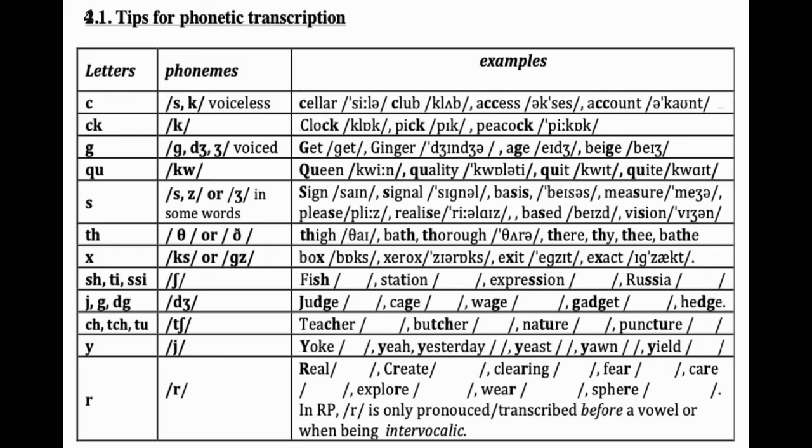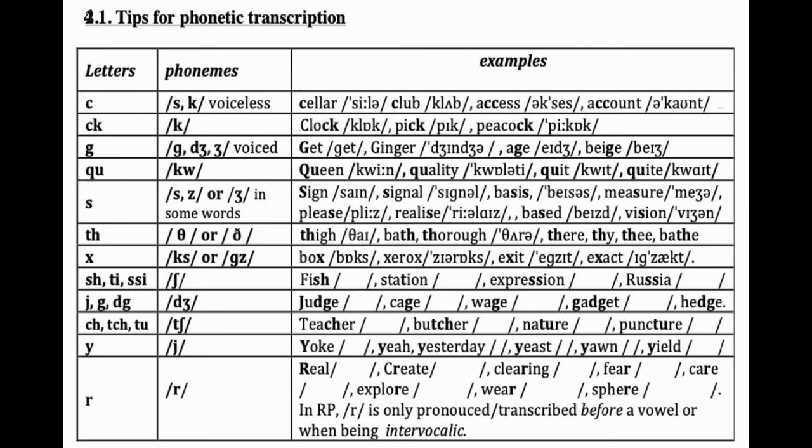Let's give more details about consonants and their pronunciation and transcription. We have some tips for phonetic transcription in order to help you transcribe certain consonants and how they are pronounced. The letter C could be pronounced as an S sound or a K sound, which are both voiceless. For example, cedar, club, excess, account. So the letter C could be transcribed and pronounced as an S sound or a K sound.